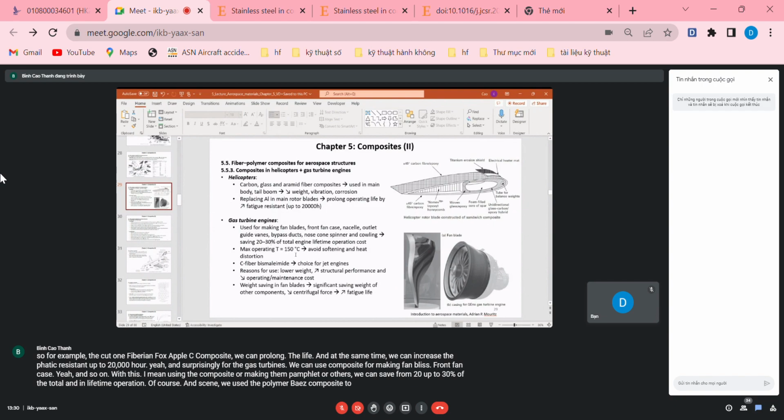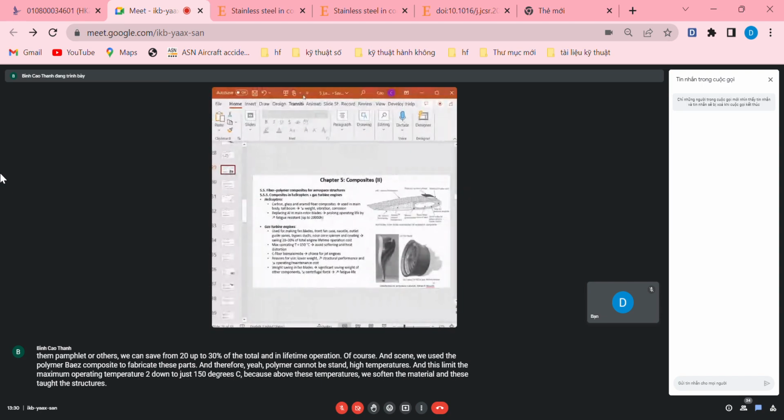Since we use polymer-based composite to fabricate these parts, and polymer cannot withstand high temperatures, this limits the maximum operating temperature to just 150 degrees C, because above this temperature the material softens and distorts the structures.